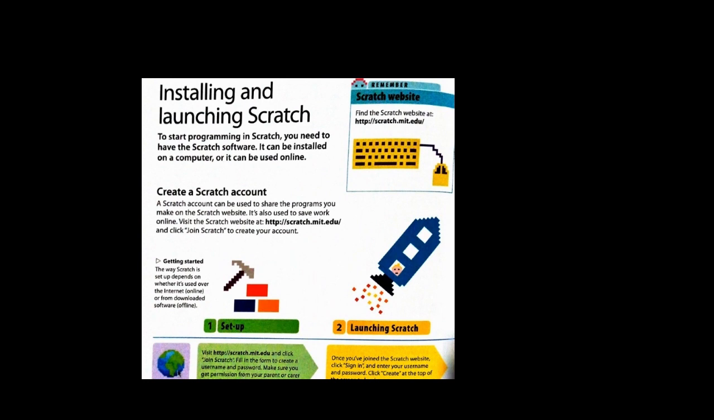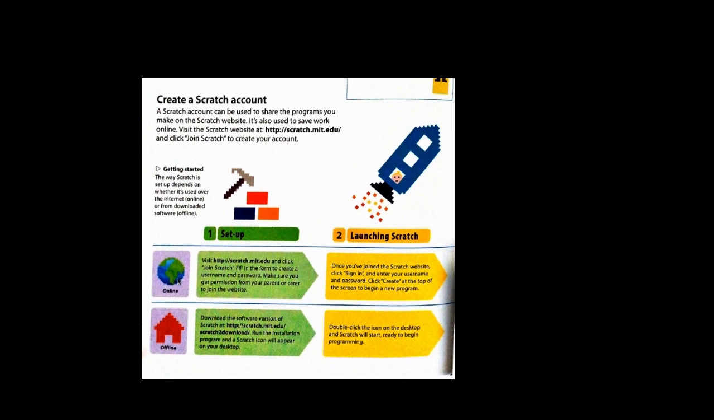Installing and launching Scratch. To start programming in Scratch, you need to have the Scratch software. It can be installed on a computer or it can be used online. Remember the Scratch website. Find the Scratch website at http://scratch.mit.edu/. Create a Scratch account. A Scratch account can be used to share the programs you make on the Scratch website. It's also used to save work online. Visit the Scratch website at scratch.mit.edu and click Join Scratch to create your account.